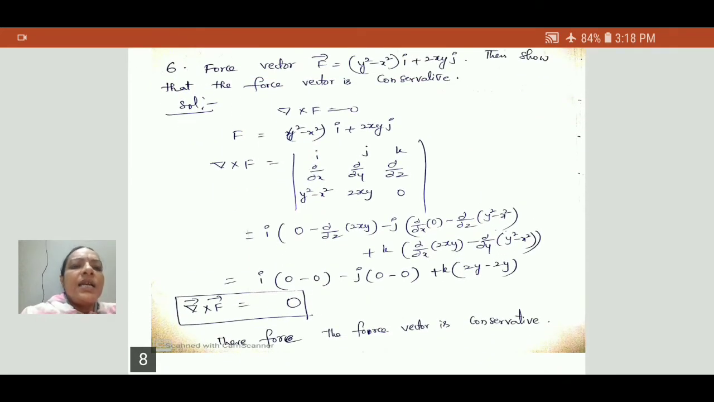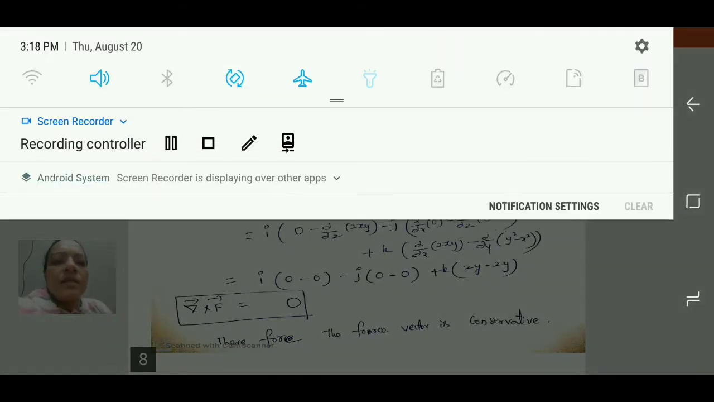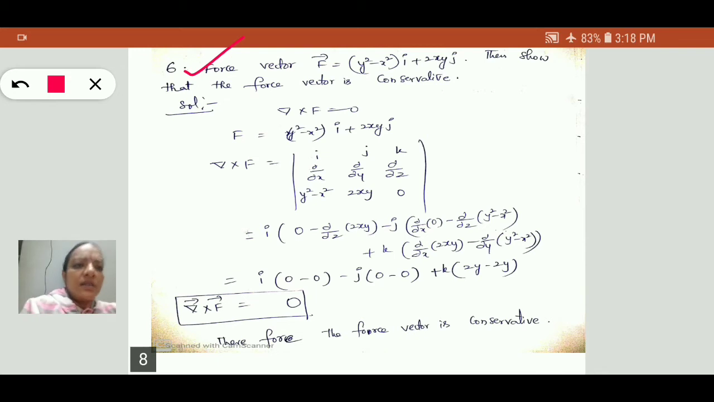Next, let us try to solve another problem, which is also based upon the curl of a vector field. The formula for curl is found by using the determinant method. The force vector is given by F = (y² − x²)i + 2xyj. Then show that the force vector is conservative.